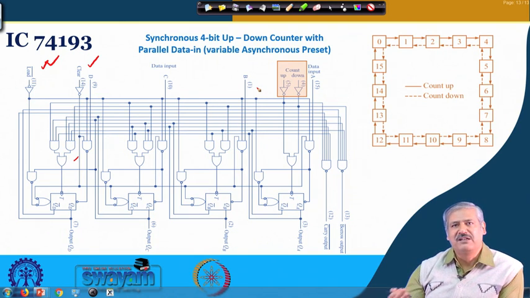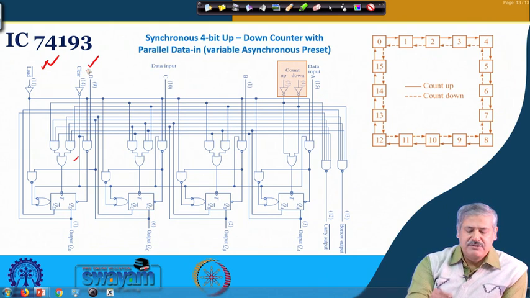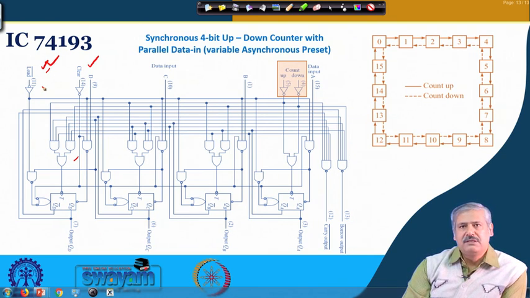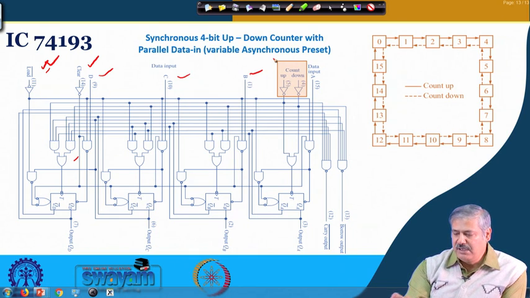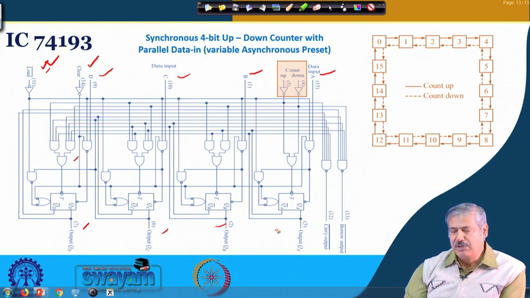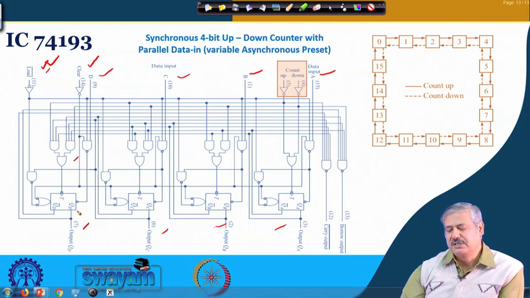So, you can get different kinds of modulo numbers easily. This is a single input clear, and then there is a load input. Whenever it is activated asynchronously, whatever number is there at D, C, B, A will come to QD, QC, QB and QA respectively, without the need of the clock. Immediately it will come, after the gate delays and all, it will get transferred to the output.